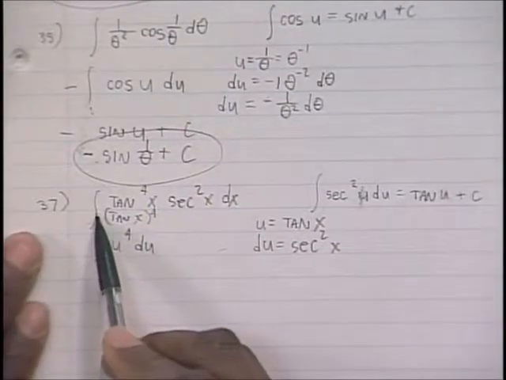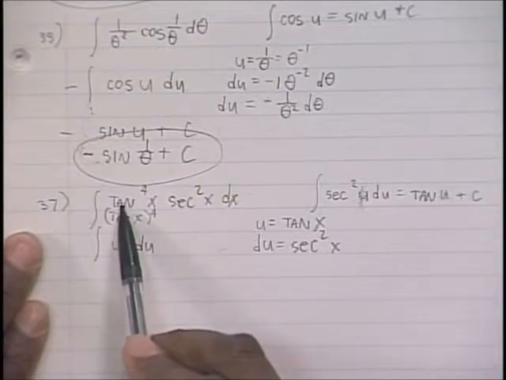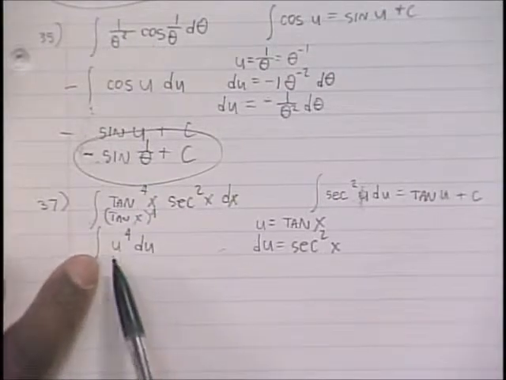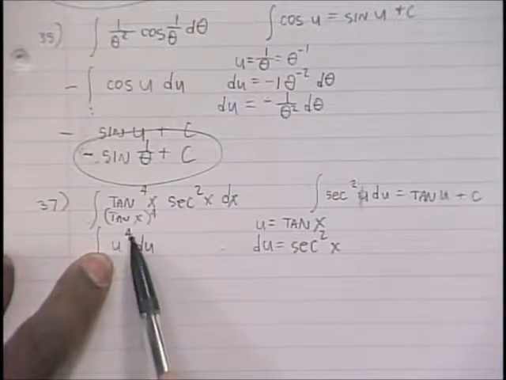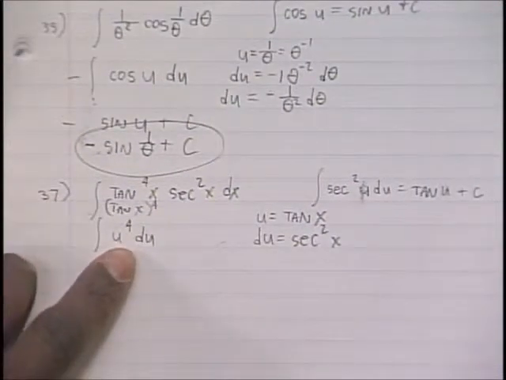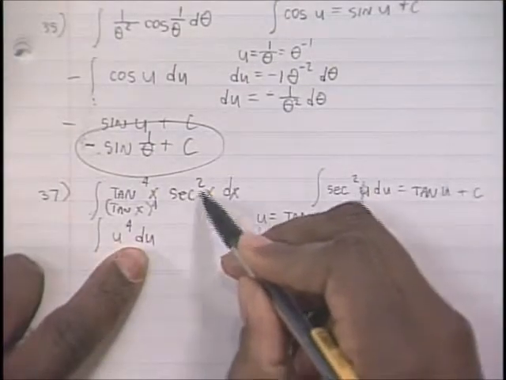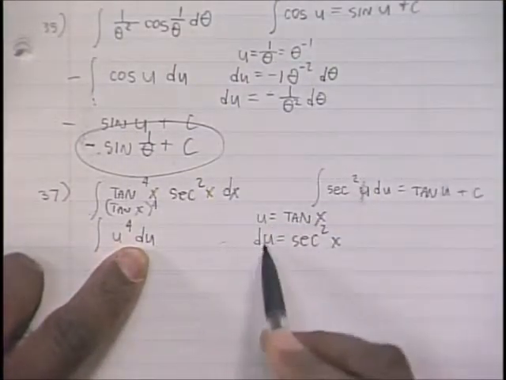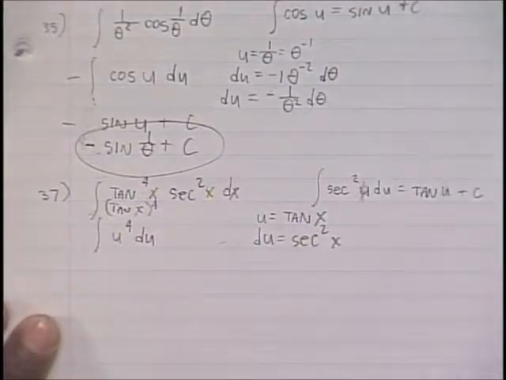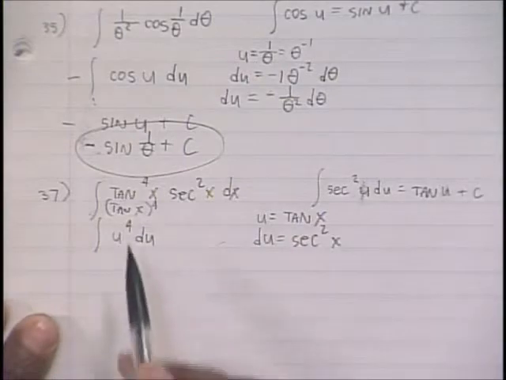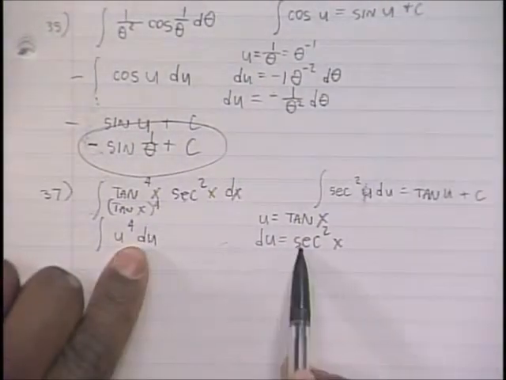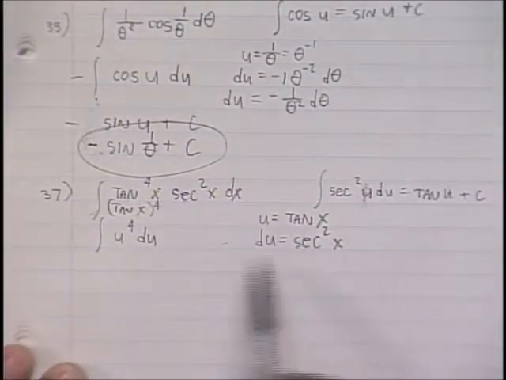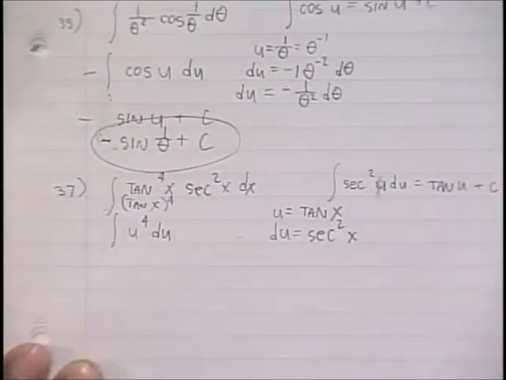So we have in our problem the antiderivative of the tangent of x to the 4th. So I have u to the 4, since u is tangent of x. And this du has secant squared in it. So we have u to the 4, that's tangent to the 4, and in that du is secant squared. There's nothing else there that we don't need. So now we're just going to take the antiderivative of that.